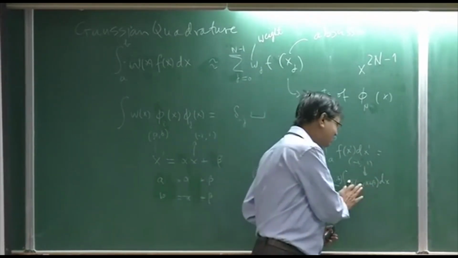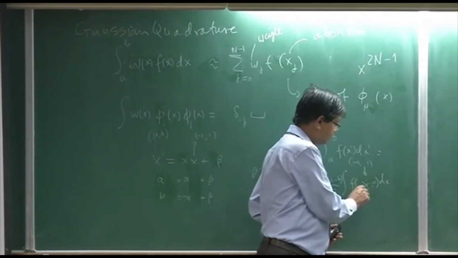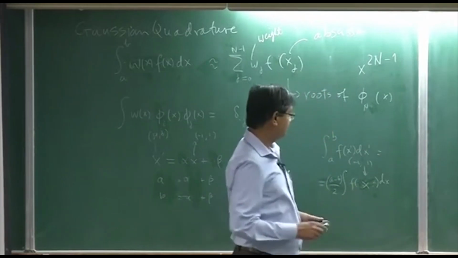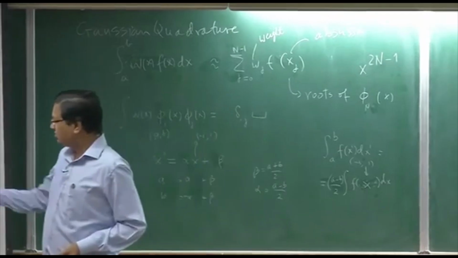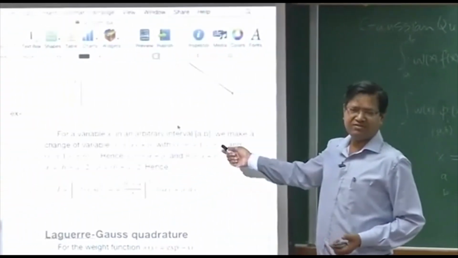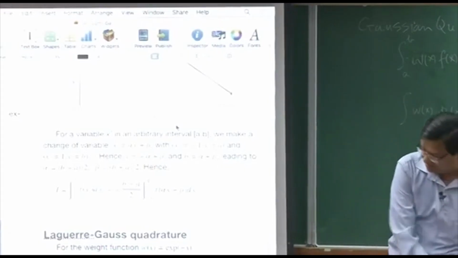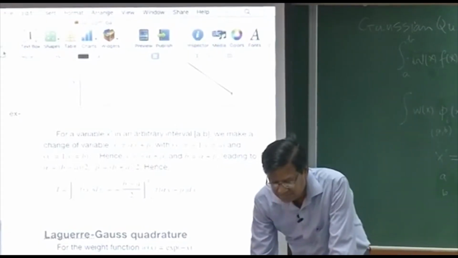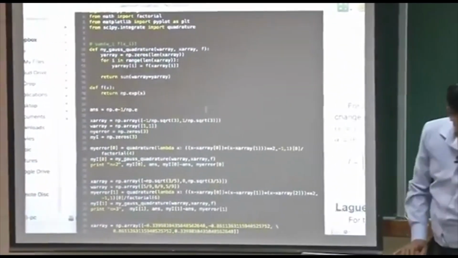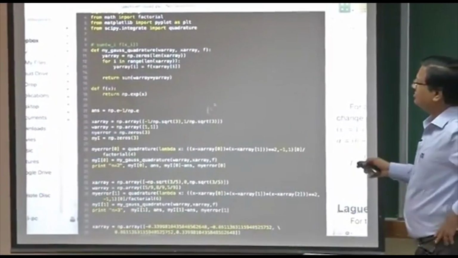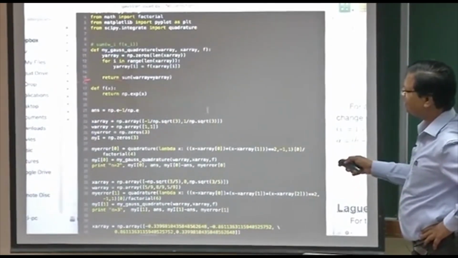So, you have to map it appropriately here. We can always do it for any interval, but let's focus right now on minus 1 to 1 for e to the power x. So this is the code. My function is written here.